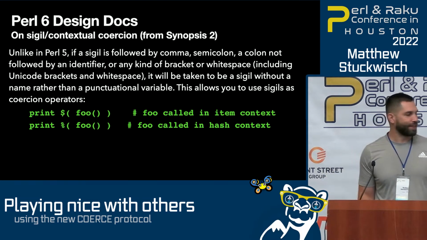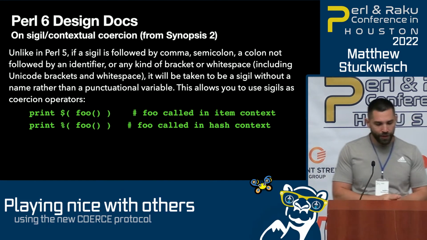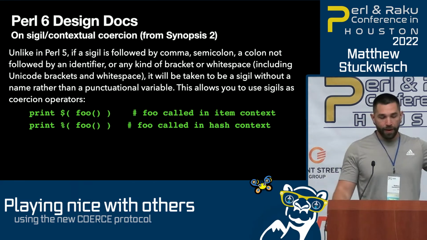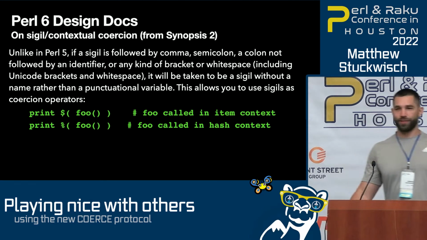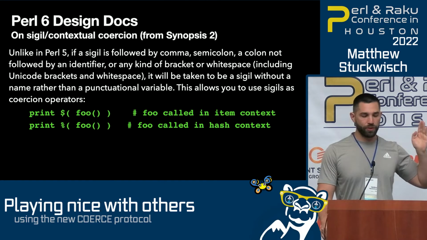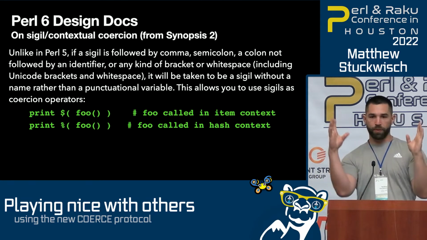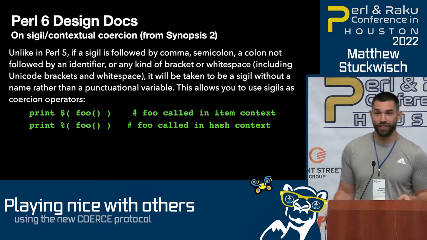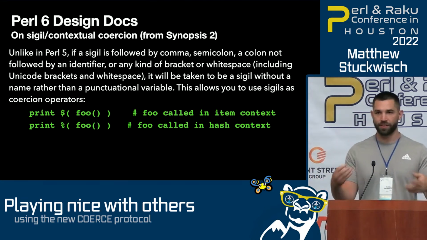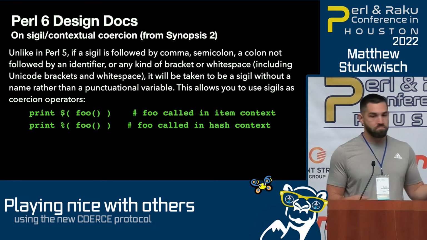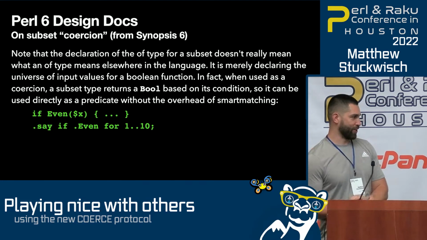Then we have this. I think we all take this for granted, but they actually thought of this as a true coercion. It said if a sigil is followed by a comma, it would be taken to be a sigil without a name rather than punctuation, and this allows you to use sigils as coercion operators. So they were actually thinking of this where you put in just a dollar sign or at symbol or percentage with parentheses. They were thinking, no, this is coercion. I normally think of this as just setting context. I think that's how most of us talk about it. Okay, I'm going to look at this in list context or in scalar context. But they were like, no, this is coercion. Interesting.